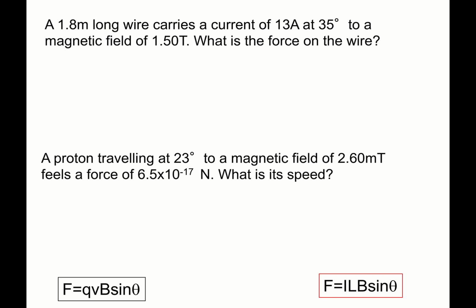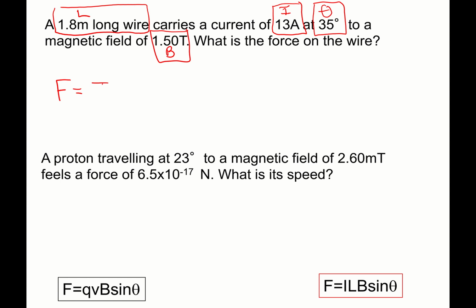So the first one, we have a 1.8 meter long wire. So that's my L. 1.8 meters. Carries a current of 13 amps. So that's my I. At 35 degrees to a magnetic field, so 35 degrees, that's my theta, to a magnetic field of 1.50 Tesla. So that's my B. Just like you do for any problem, go through, pull out all the numbers, figure out what they are. So I've got I, L, B, and theta. I'm trying to find the force.